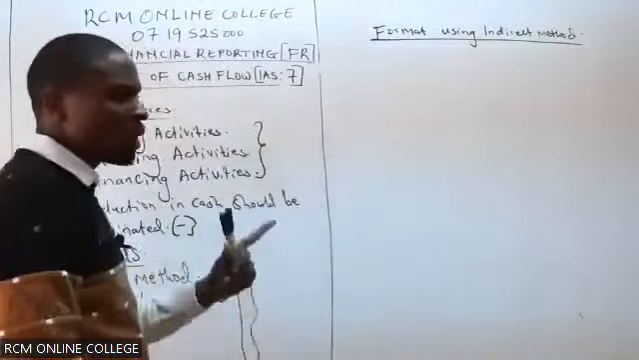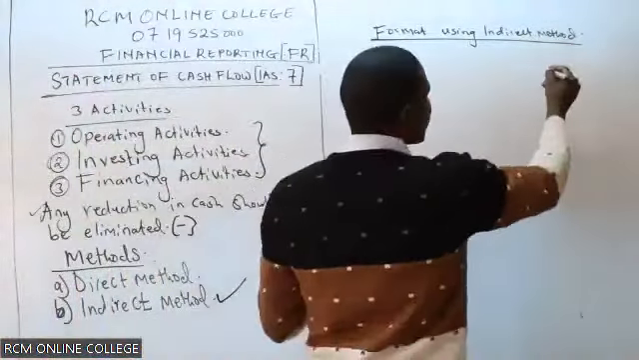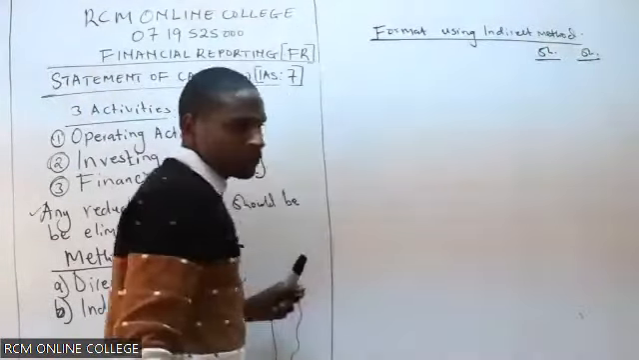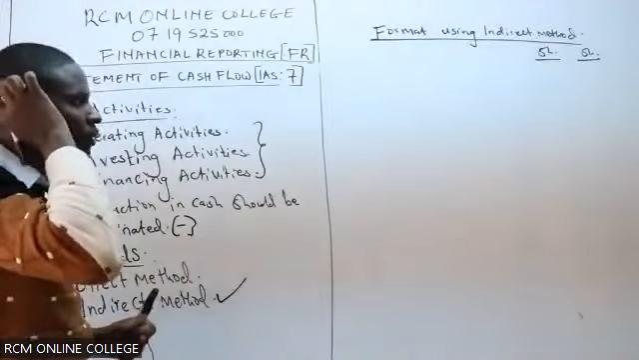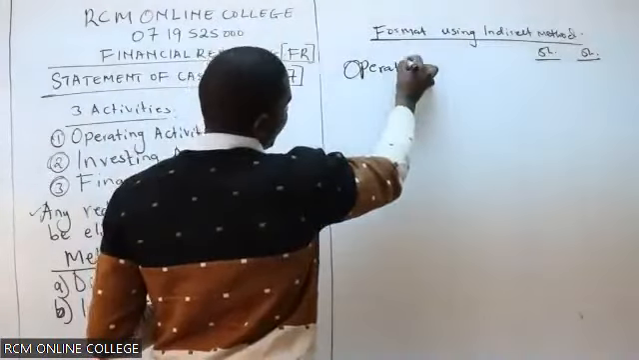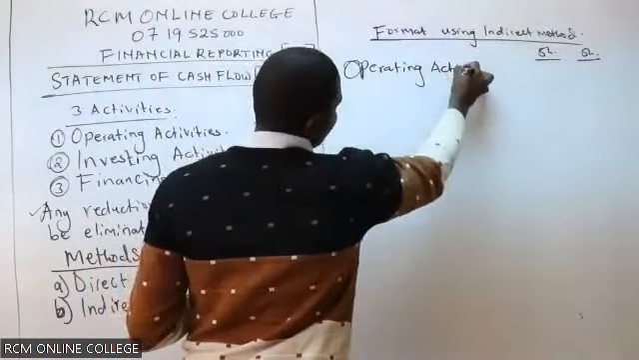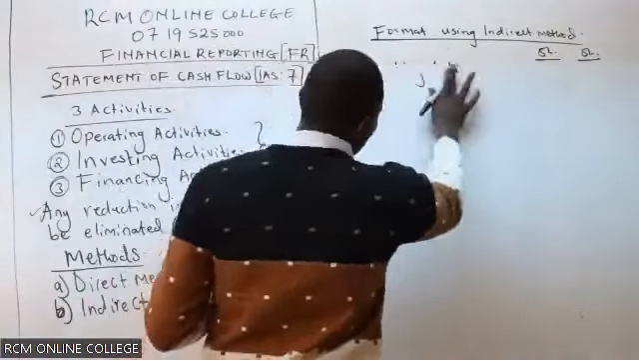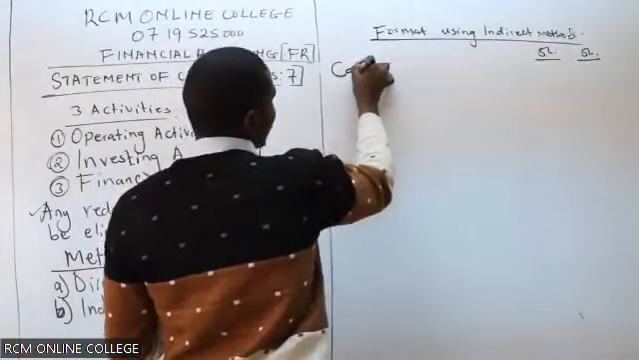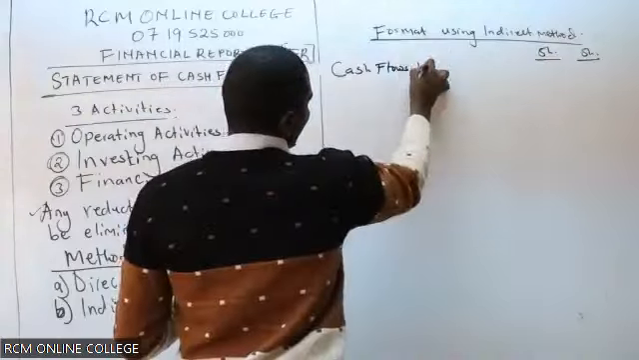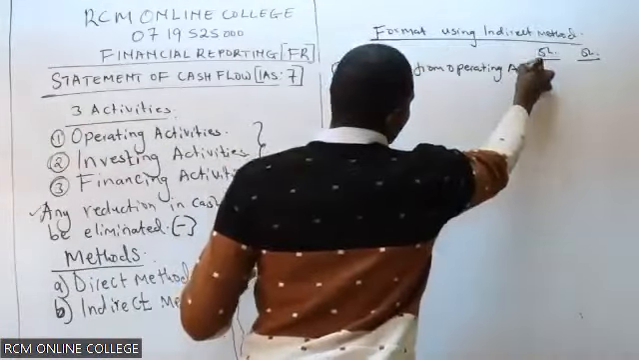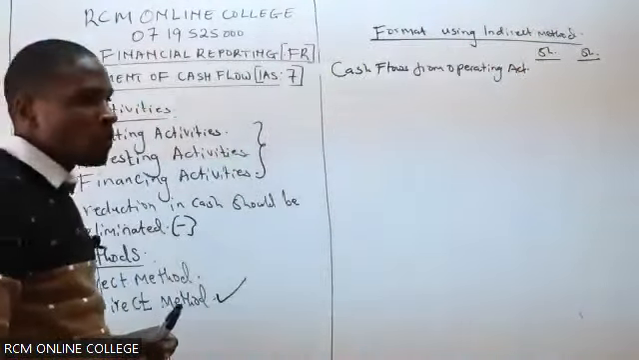Great. For the cash flow, I would advise that you use two columns. So we can have the two columns there, in shillings. The first activity is operating activities. That is cash flow from operating activities. It's good to state it. Let us just put it in that order: cash flow from operating activities.